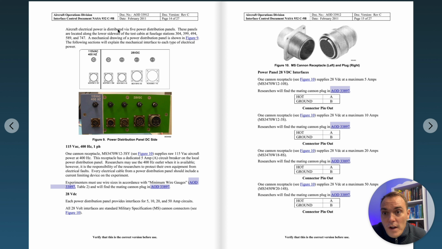We know that the aircraft's electrical power is distributed via 5 power distribution panels. These panels are located, etc. So straight away, we know that if we wanted our experiment to have a certain power output, NASA can give us that power via this document. This ICD is telling us that that can be achieved, and all the different powers. Then, of course, we know we can get the power, so we have power type and power output, but now we need to know what the connector looks like. And so we are given these connectors as well. So that's the interface for this.